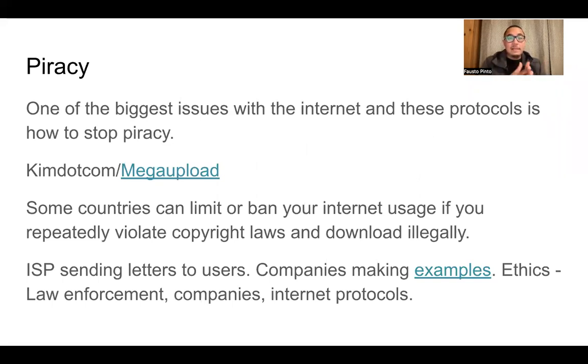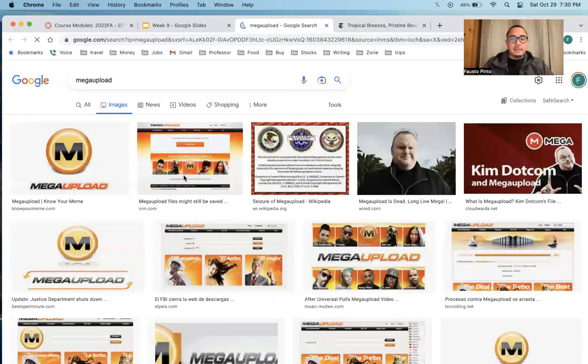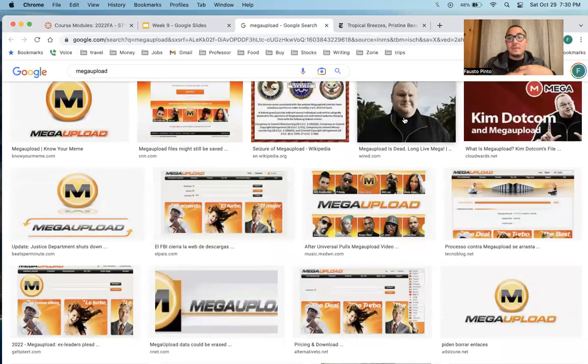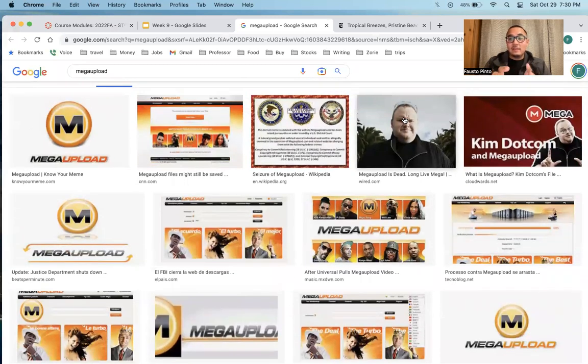Piracy. One of the biggest issues with the internet and these protocols is how to stop piracy, because we talk about information, who owns information and stuff like that. Piracy is a big issue, with millions, even billions of dollars lost every day to things being put on the internet. Back in the day, we had Kim.com and Megaupload. Do you guys remember Megaupload? This is what it used to look like. This is the founder. He's currently in New Zealand fighting extradition to the US. He got arrested for violating copyright law.